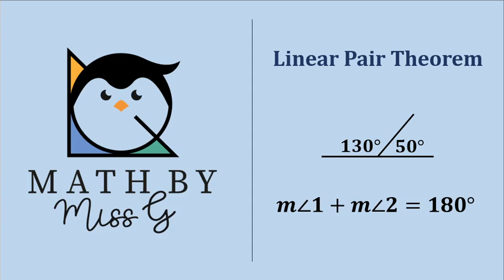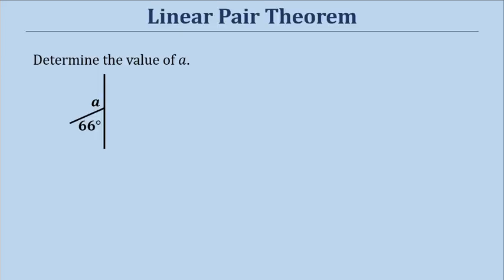In this video, we're going to be talking about the linear pair theorem, where you have two angles that together form a line or a straight path. Whenever you have those two angles together, they're always going to add to equal 180. If I wanted to determine the value of A in this situation, since these two angles form a line, I know that the first one plus the second one is going to equal 180 degrees, because every line does.